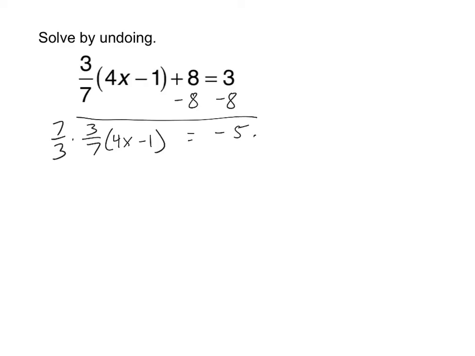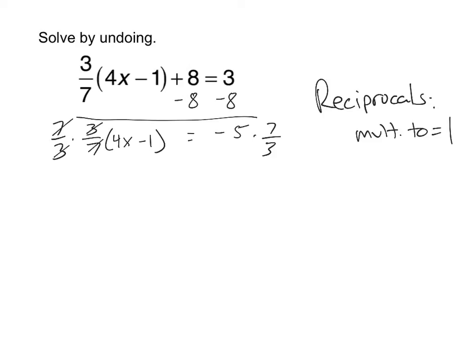Have you ever heard of that word reciprocal? Yeah, that's a nice word to know. And what's nice about reciprocals is that they multiply to equal 1. 3/7 times 7/3 is 1. Those cancel out, right? Cool.